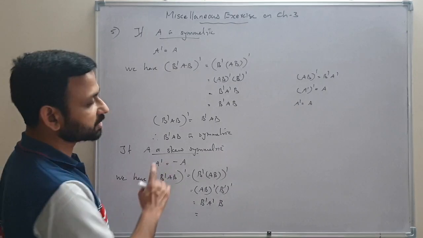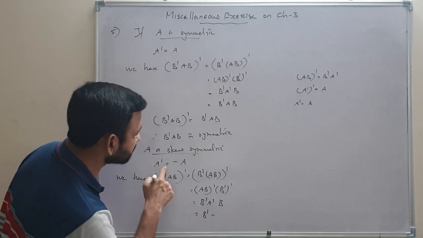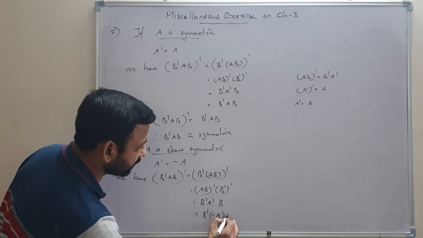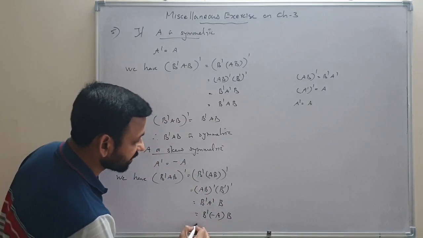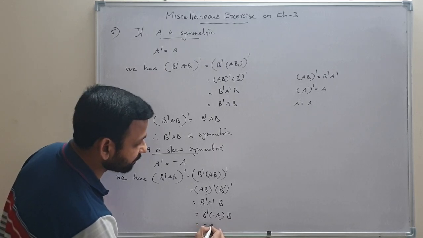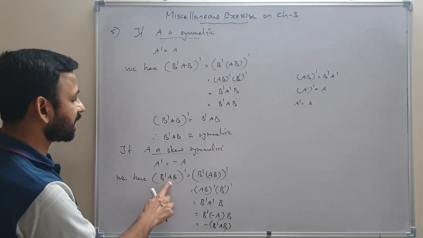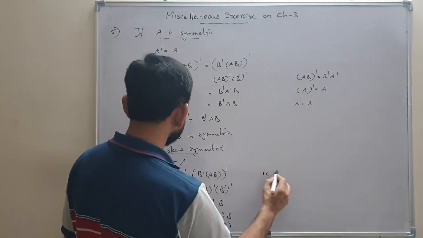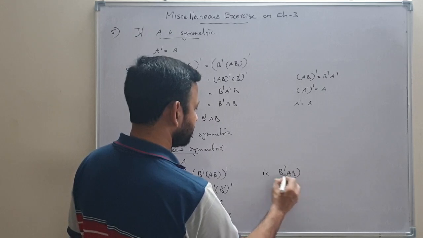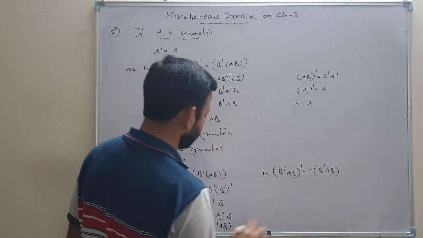That is equal to B transpose A transpose B. So here A transpose is negative of A. So B transpose into A transpose we can replace by B transpose into negative of A into B. Then that negative we can keep outside. So that is minus of B transpose AB. So now we got B transpose AB all transpose is equal to negative of B transpose AB.